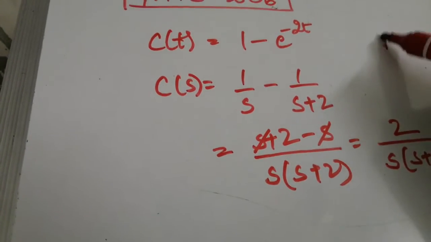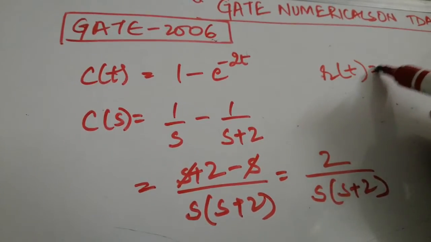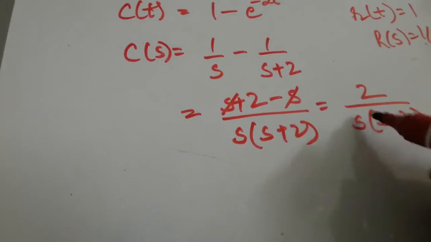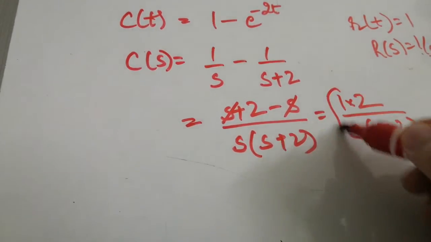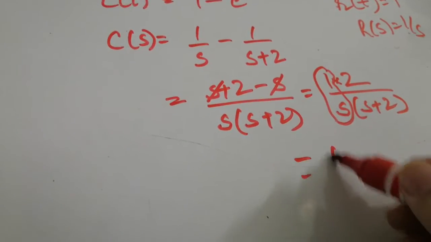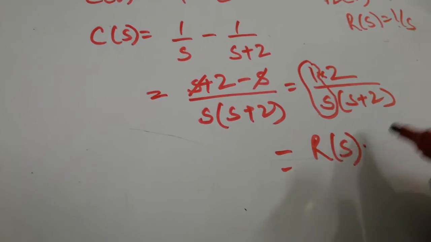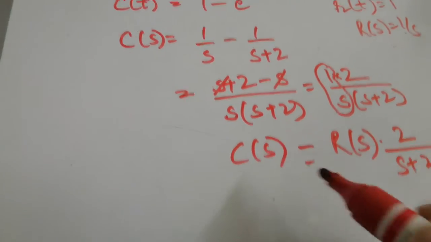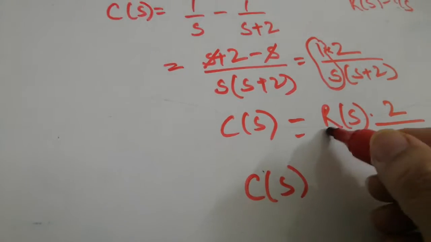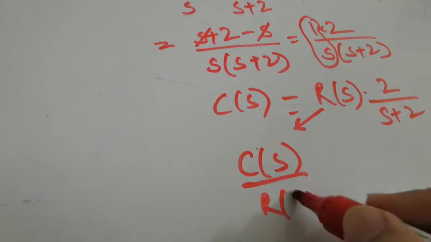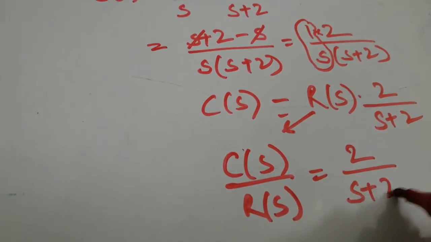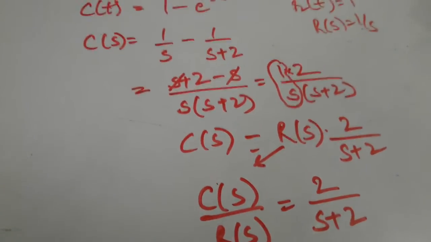But if you check, a unit step means r(t) equals 1, or R(s) equals 1 upon s. So that means I can write this 1 upon s as R(s). So I can write it as R(s) into 2 upon s plus 2, because we have to calculate the transfer function. So in the next step I can just take it to this side to get my complete transfer function as 2 upon s plus 2. So this is the answer that is coming out. So let's check.